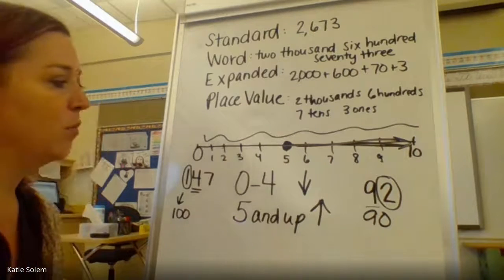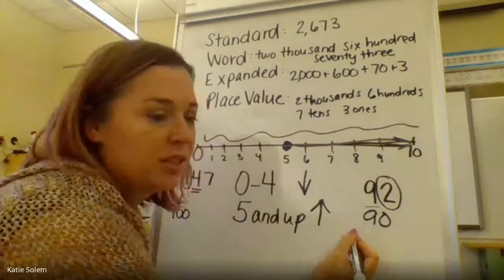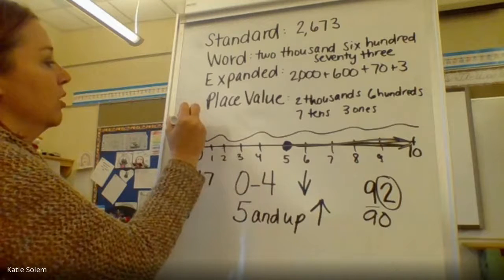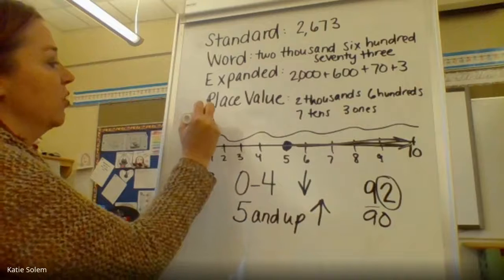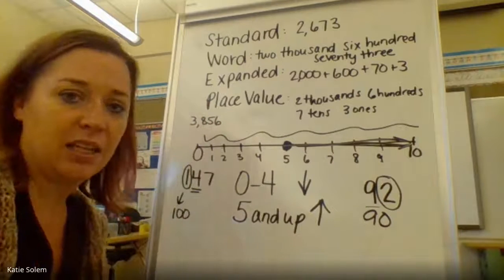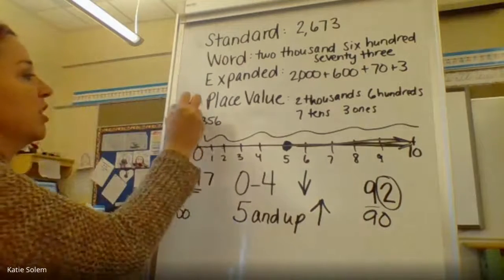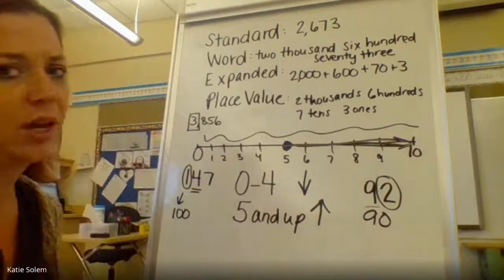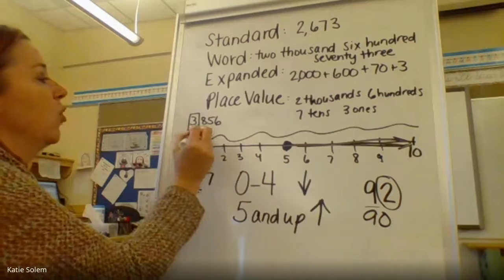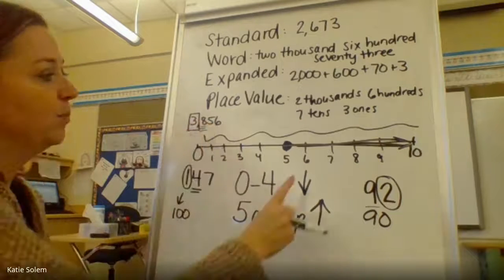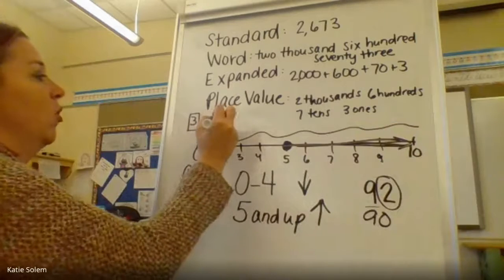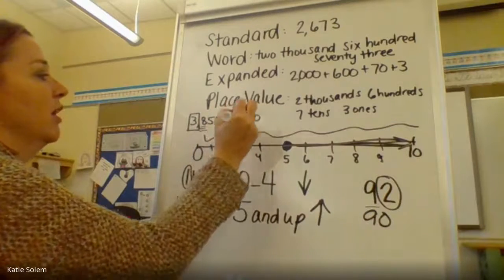Let's try one more together here. This one I'm going to round to the nearest 1,000. If I have the number 3,856, and I want to round it to the nearest 1,000. So I want to think, is it closer to 3,000 or 4,000? I'm going to look next door, and we have an 8. 8's closer to rounding up, so it will actually go up to 4,000.